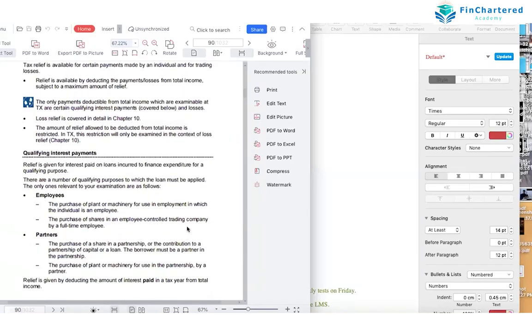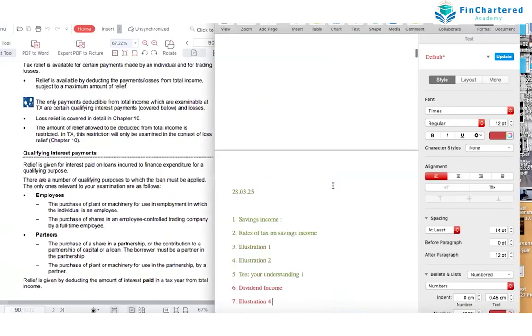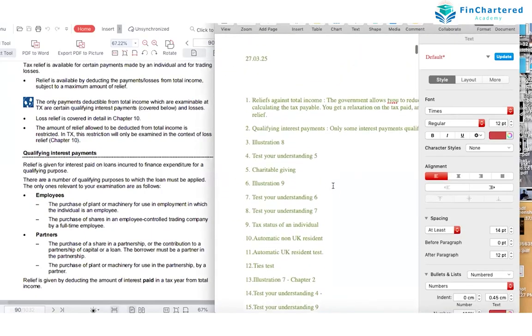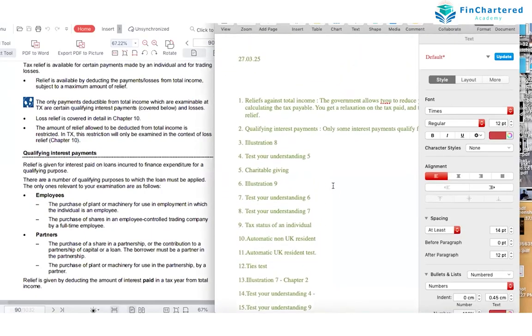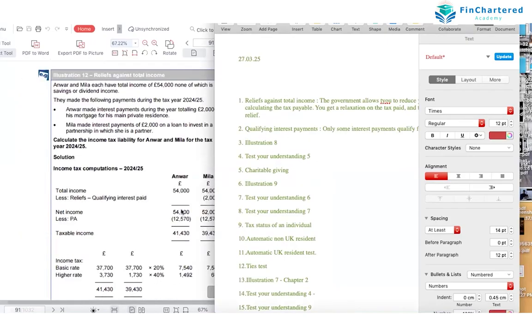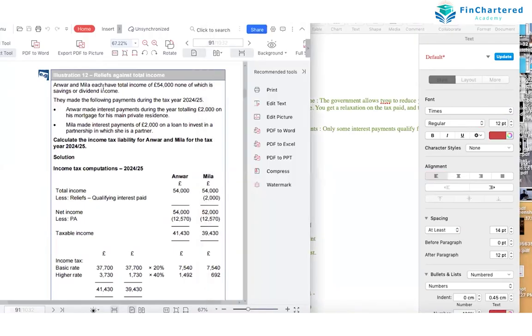Then we looked at qualifying interest payments. We've seen that, again, just the order has changed, but qualifying interest payments we saw. Again, no need to worry, no major changes. Anwar and Mila's example we saw, both had the same income, both had the same amounts to be paid, but Mila had a lower taxable income. I don't know if you remember this. Sneha, you remember this example, Anwar and Mila?